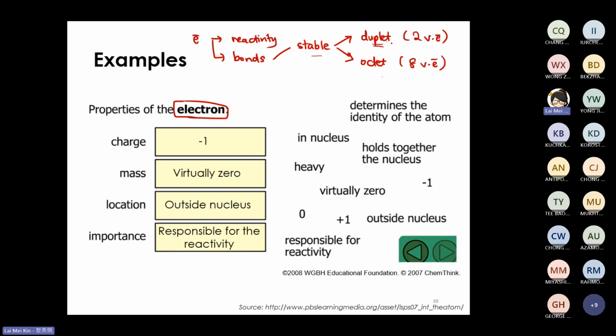Okay, duplet is normally for what? Helium. All right, helium, and then hydrogen also can. All right, and octet is the rest. Okay, that means my outermost electron, I must have 8. We will revisit this in chapter 4, chemical bonding.